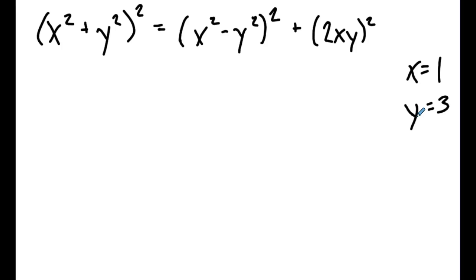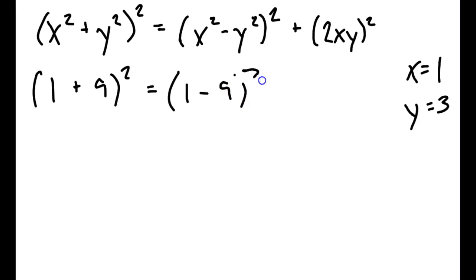Now if I plug these in, the first part, 1 squared is going to be 1, plus 3 squared is 9, and then we have that whole quantity squared, equal to, over here 1 squared again is 1, minus 3 squared would be 9, that quantity squared, plus inside the parentheses we have 2 times 1, which is 2, 2 times 3 is 6 squared.